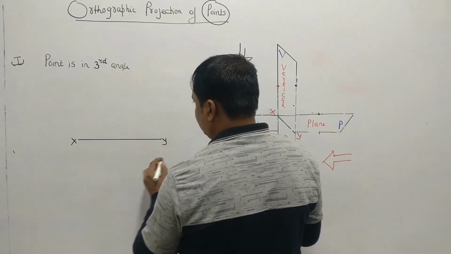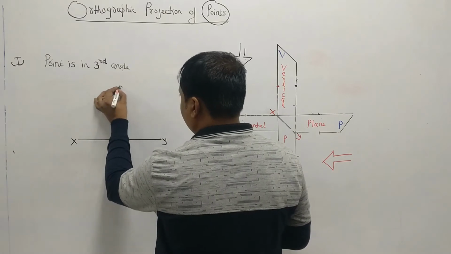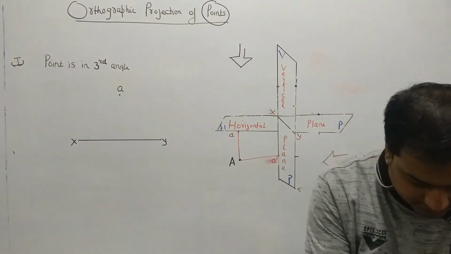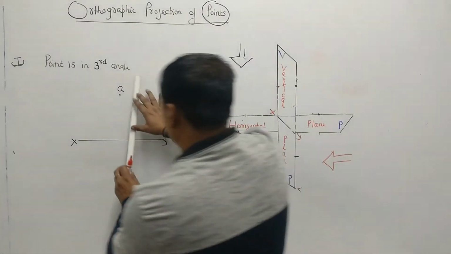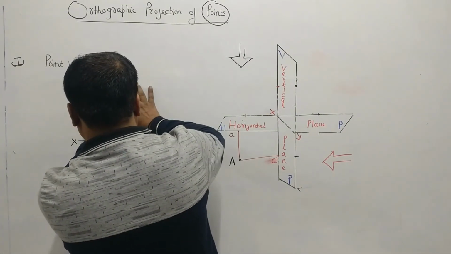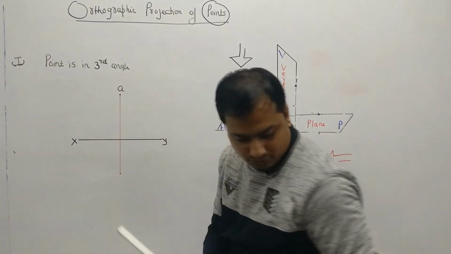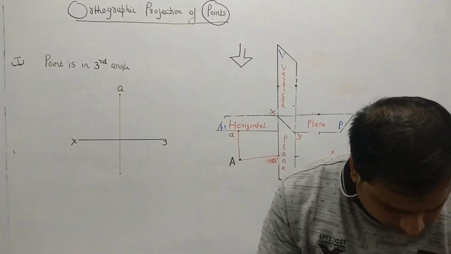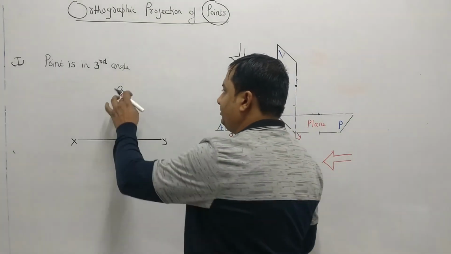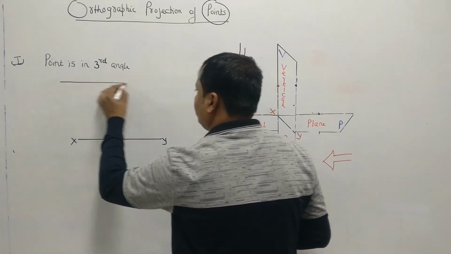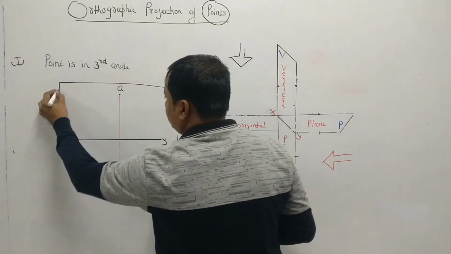This is the XY reference. This will be my top view. The top view will be above XY, and the front view will be below XY. Now this point in the top view will be above XY, and the front view will be below XY. So this is called the third angle projection.